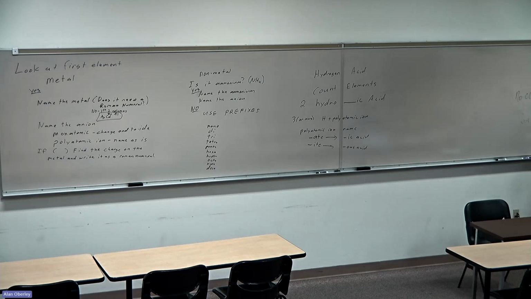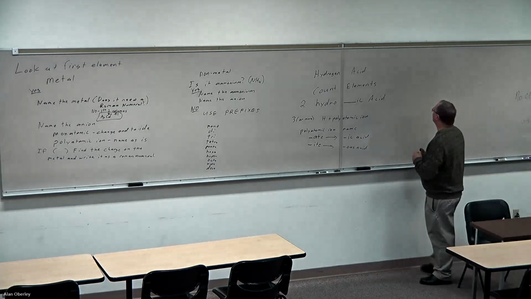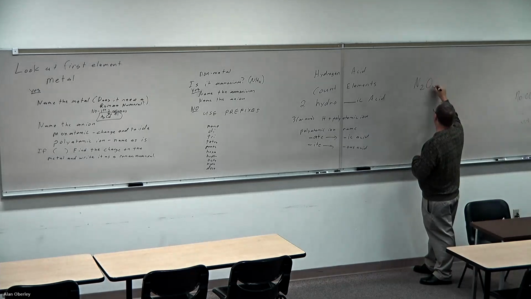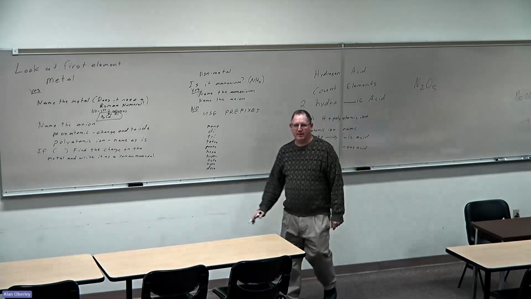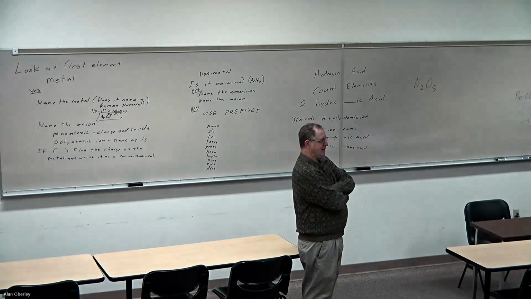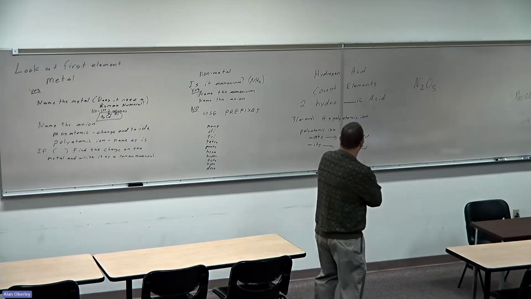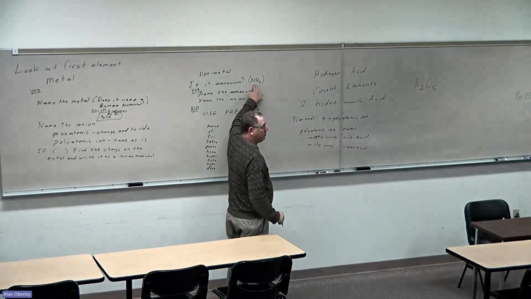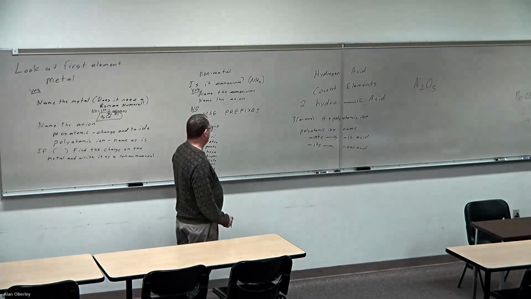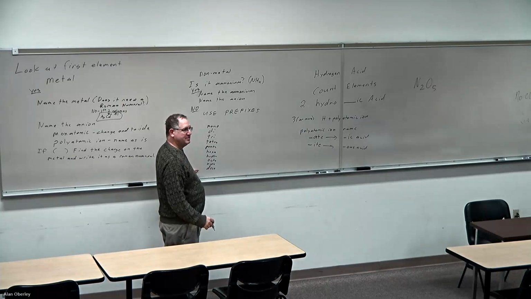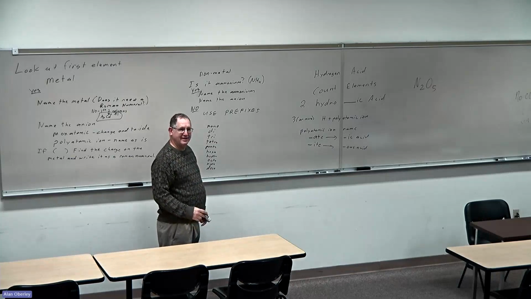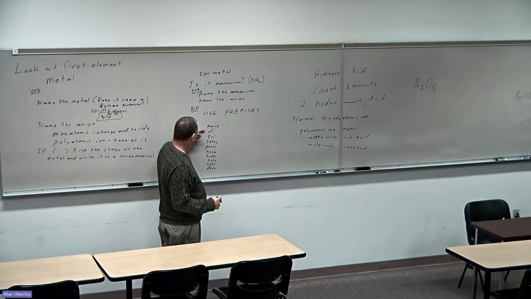So let's do a couple. How do we name that? Well, what's the first element? N. Is it a metal or non-metal or hydrogen? It's not hydrogen, so it's a non-metal. Is it ammonium? No. It's prefixes. So what is it? Dinitrogen. How many oxygens? Pentaoxide.